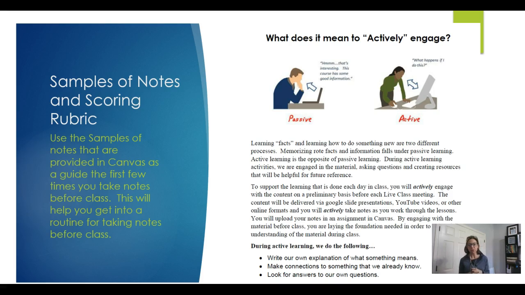Okay, so during active learning, you want to write your own explanation of what something means. Make a connection to something you already know. Try to answer your own questions. And if you can't, that's fine. Write them down and make sure you ask them when we get to class.